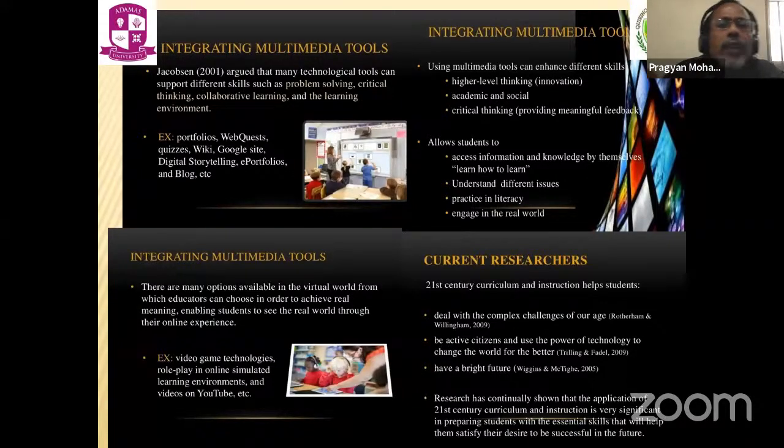Like in the case of problem solving and critical thinking, we can involve portfolios, web quests, wiki, Google Sites, the digital storytelling method, e-portfolios, and blogs. All these can be utilized at the time of teaching, which the student can use to collect information on their own and share it with the teachers to generate outcome-based learning.